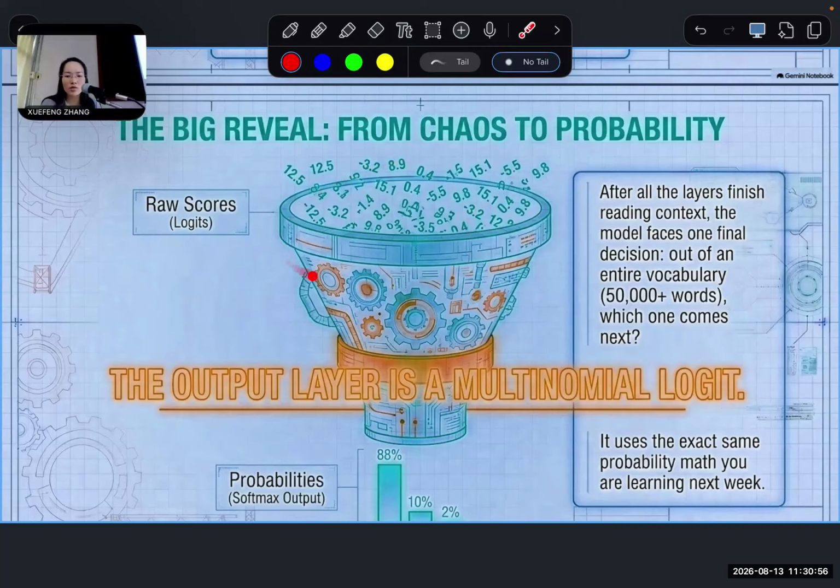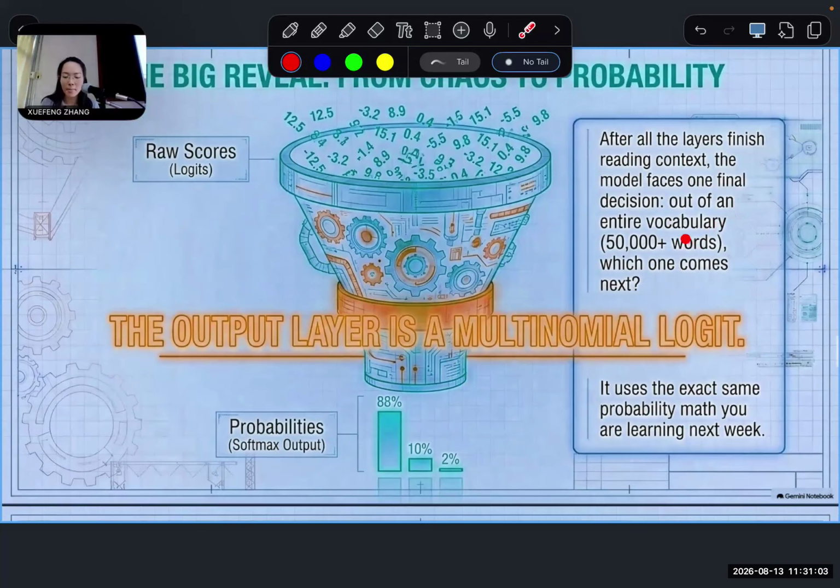converting those raw scores into probabilities using softmax. Basically, they squeeze all 50,000 or more numbers so they are each between 0 and 1, and they all sum up to 100%. So in this example, 88%, 10%, or 2%. Basically, this output layer is a multinomial logit. So let me give you one example.